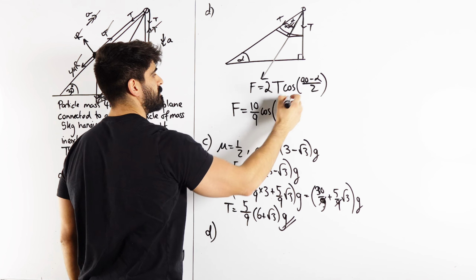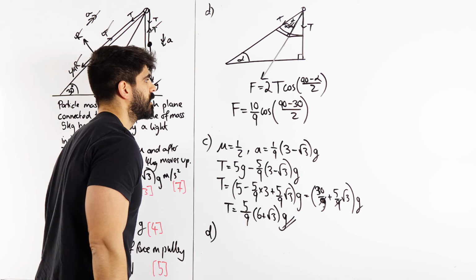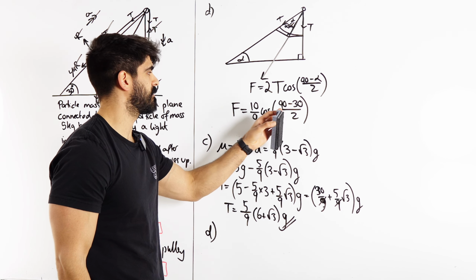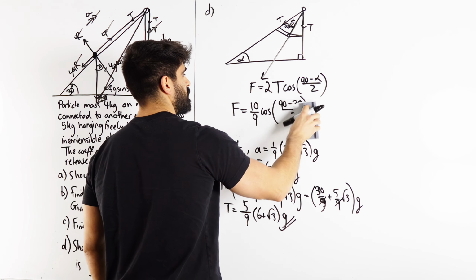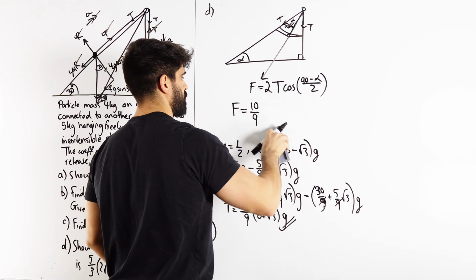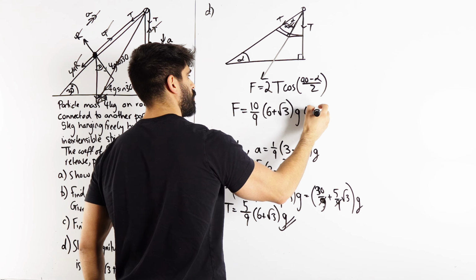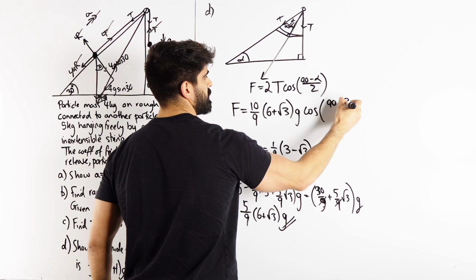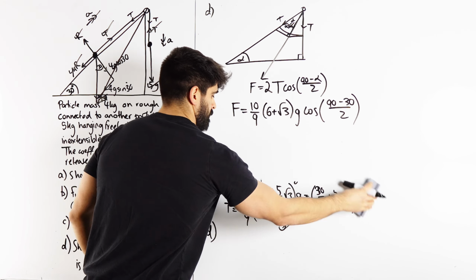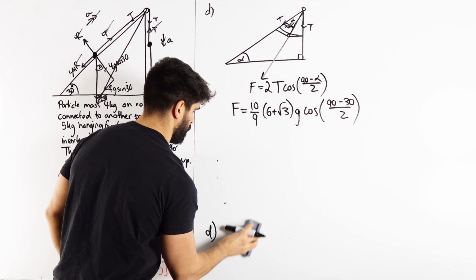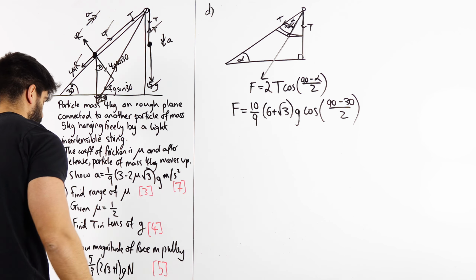cos of 90 minus alpha over 2, with alpha 30. 90 minus 30 is 60. 60 divided by 2. Oh, wait, hold on. 10 over 9. Sorry, I didn't write the 6 plus root 3 g. 6 plus root 3 g cos of (90 minus 30) over 2. All right. So, I actually don't need this anymore. From here, I'll know if I even done it right. If I haven't, I'm cooked.